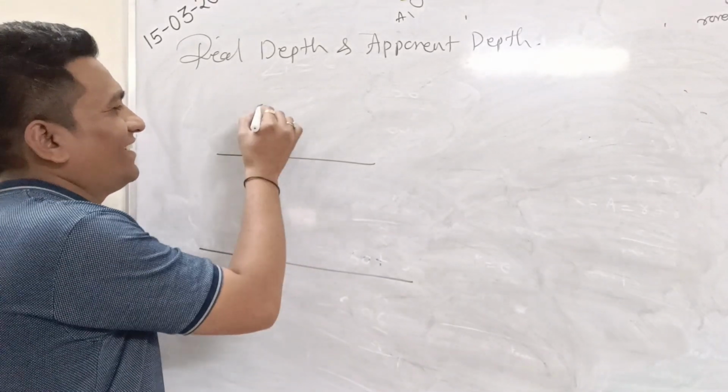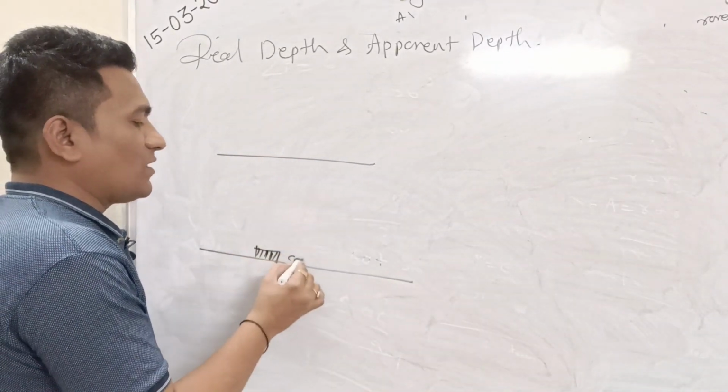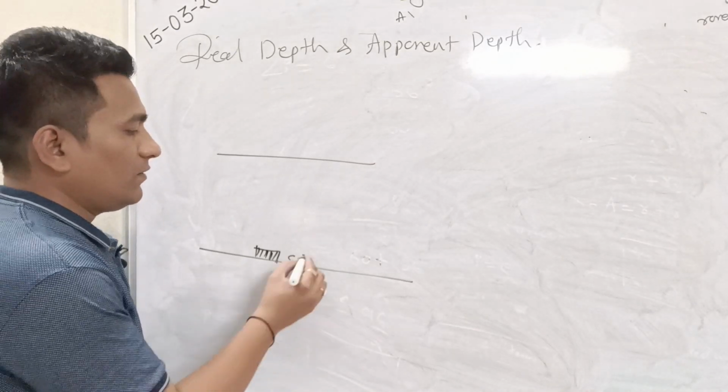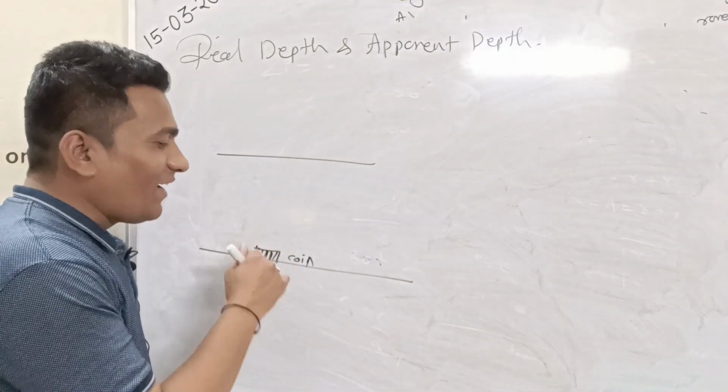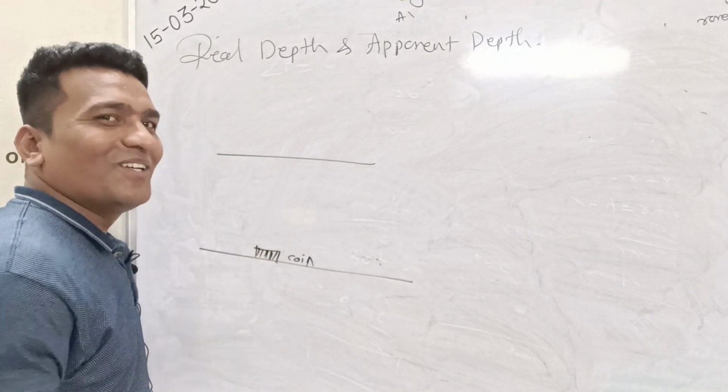Mango. Right? So let us suppose this is a coin. Coin. Huh? It's a coin. You're not. No, I am not.